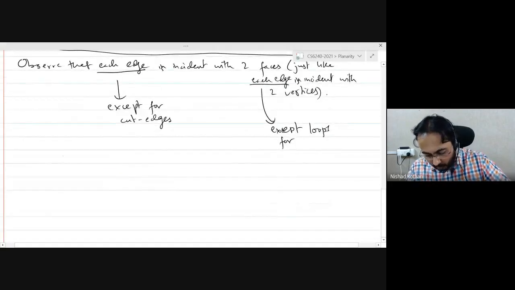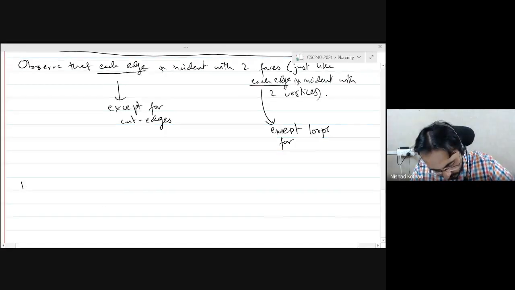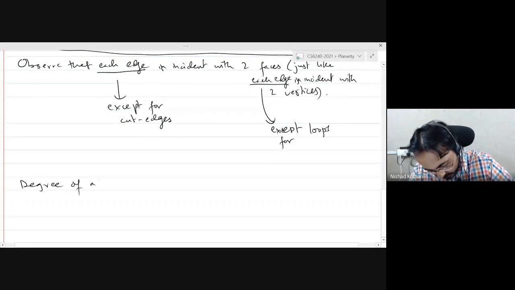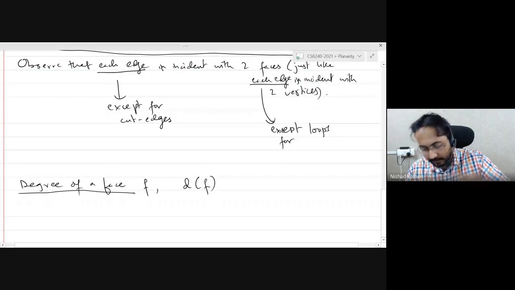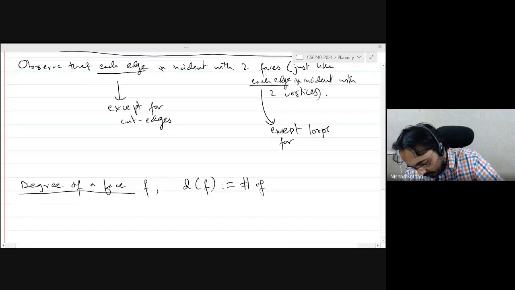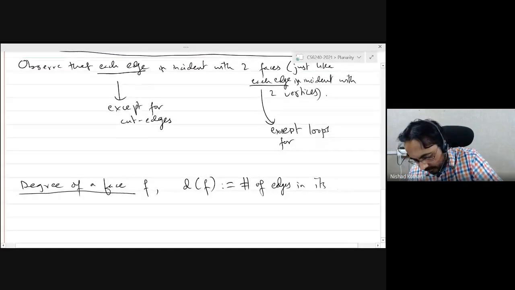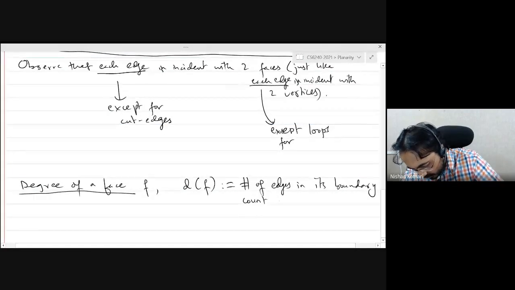All right. So what we will now do is we will define the degree of a face as the number of edges on its boundary, where we will count all the cut edges of the graph twice. Okay? So in this spirit, the degree of a face, let's say the face is F, then the degree is going to be D of F, just like D of V is the degree of a vertex, is the number of edges in its boundary where you count cut edges twice.